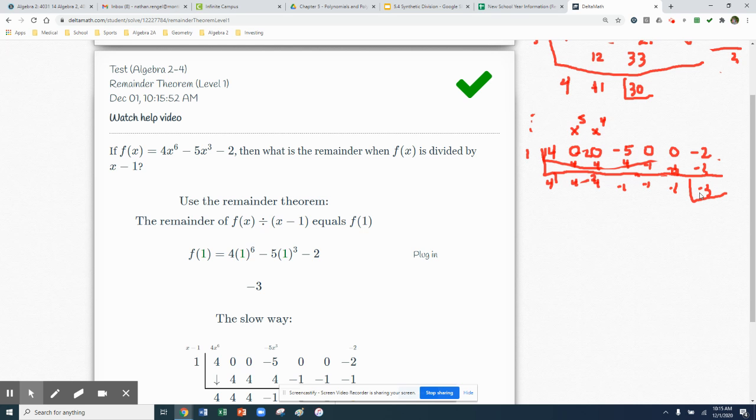All right. So if you have a 4x to the sixth minus 5x to the third minus 2, if you're missing pieces with synthetic division, you're going to add in those zeros. Brandon, go ahead.